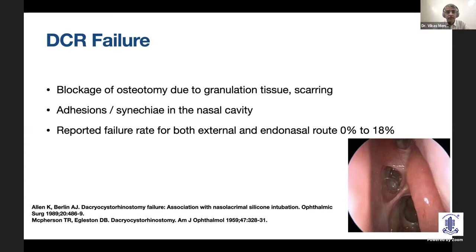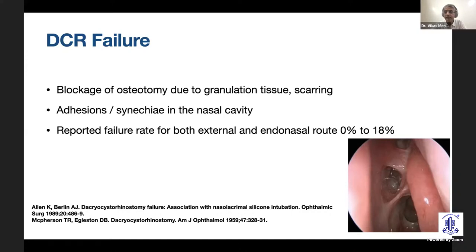So we know that DCR failure happens most commonly because of the blockage of the ostium that we have created. Now, what causes the blockage of that ostium is granulation tissue or scarring. That's basically the body's own response to the trauma that it has undergone during surgery. And also, many times, if our technique is not up to the mark, then sometimes we end up injuring the nasal septum, nasal mucosa in certain ways, or maybe using more cautery and causing more necrosis, leading to adhesions or synechiae in the nasal cavity, which can also contribute to the failure of our procedure.